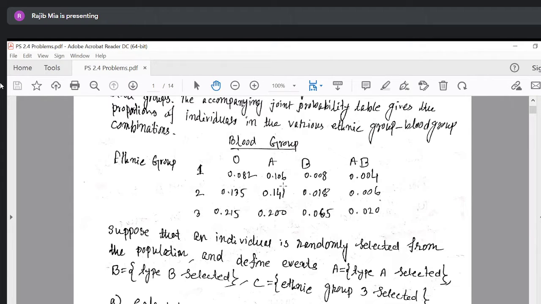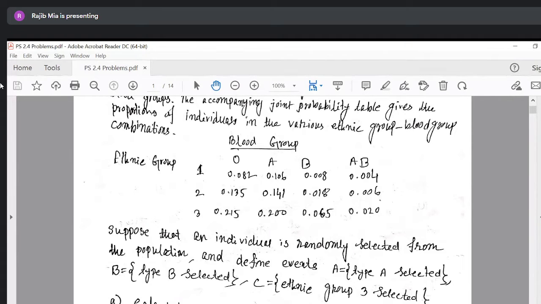And what is probability of C? 0.03. Sorry, I'm wrong. What is probability of C? 0.5. Yes. So how to find this?